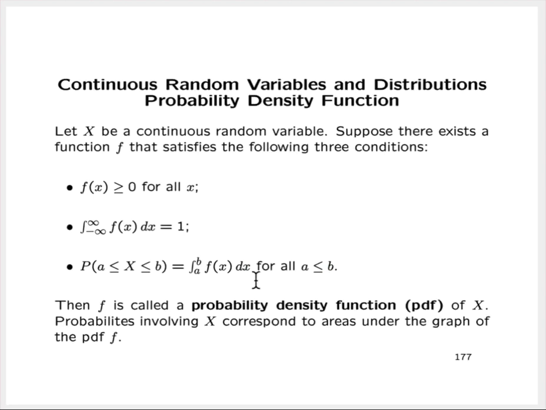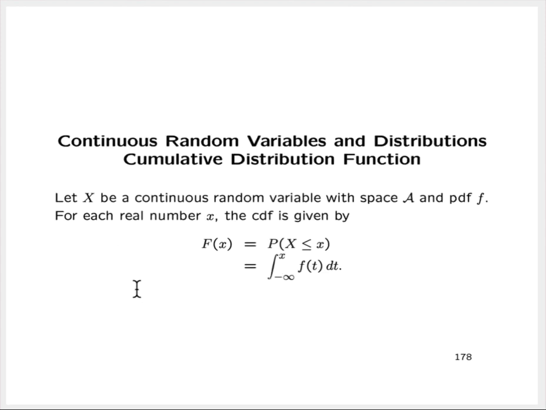Remember that from the previous slide, in looking at these three conditions that a function must satisfy to be a PDF, for probabilities like this, we obtain these probabilities by integrating the PDF over the appropriate interval. And it's acceptable to have minus infinity as the lower endpoint of the interval, and that's what we're doing here.